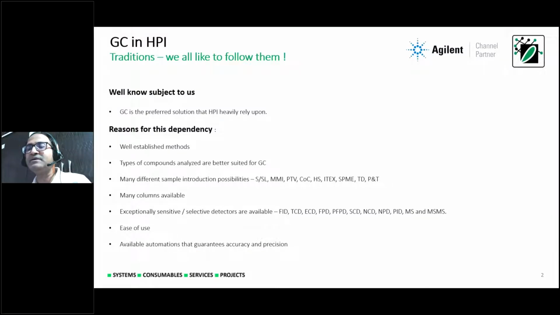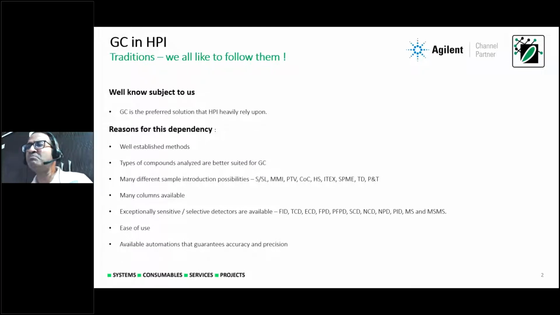GC in HPI, it's a tradition, and as the heading says here, we all like to follow them. Why we use GC in HPI? Well-known subject to all of us. GC is the preferred solution that HPI heavily relies upon. Reasons for this dependency are very obvious.